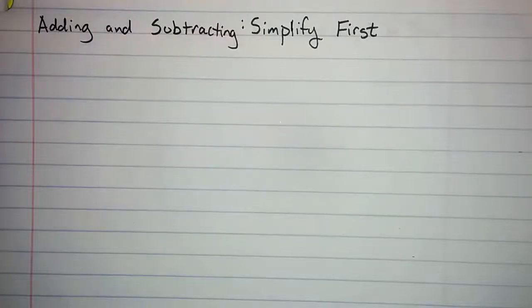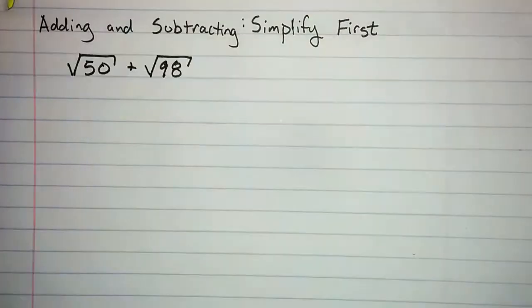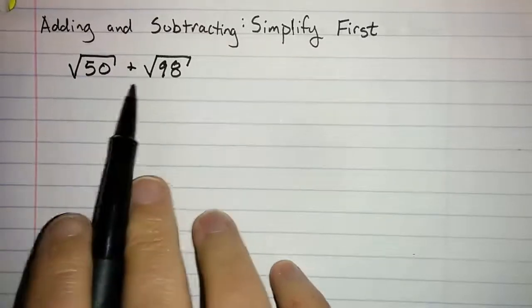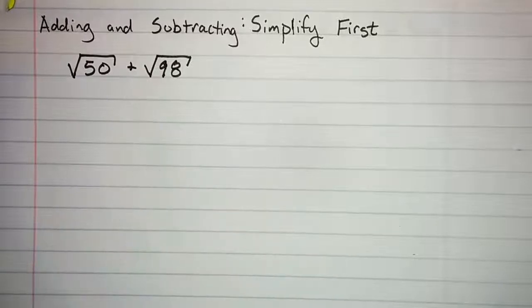Sometimes adding and subtracting radical expressions is a little bit less straightforward. Let's suppose we met a radical expression that looks like this: square root 50 plus square root 98. At first glance, it looks like those are unlike radicals and there's nothing we're going to be able to do with them. But wait. Right now, these are square roots, so we have two methods for simplifying these.